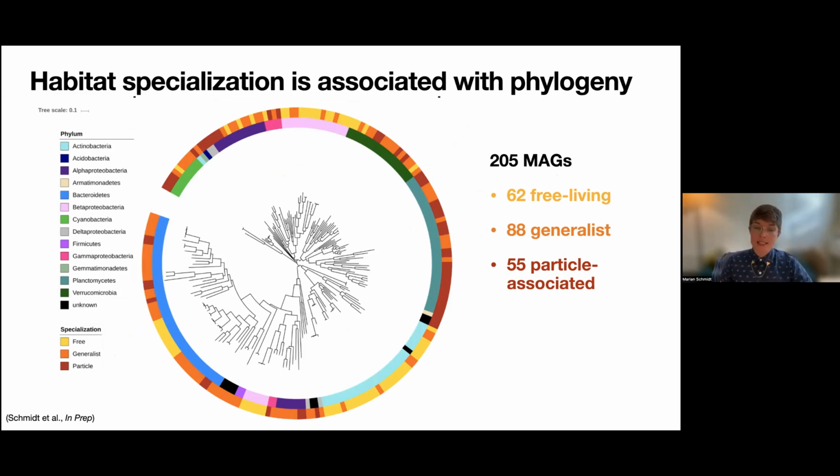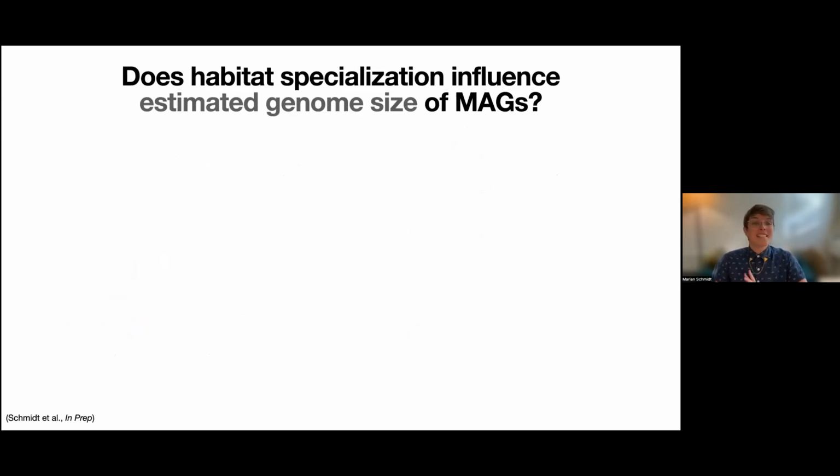This is consistent with a lot of the previous work, where actinobacteria tend to be free-living, planktomycetes tend to be particle-associated, and then Bacteroidota tend to be generalists. So, does habitat specialization influence the estimated genome size? I was curious if there were signatures of genome streamlining in the free-living.